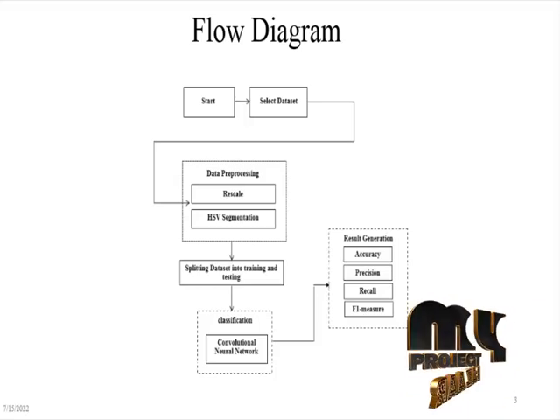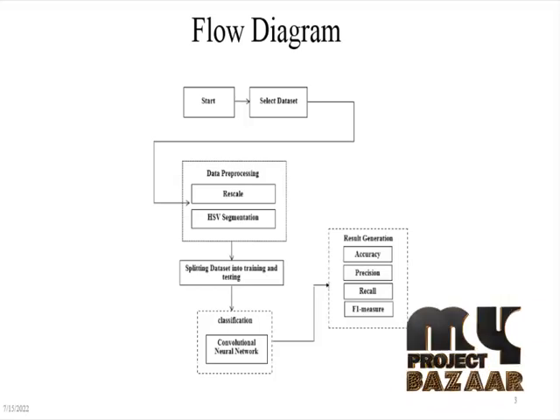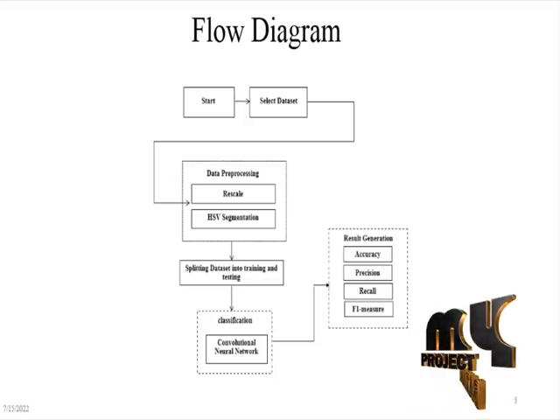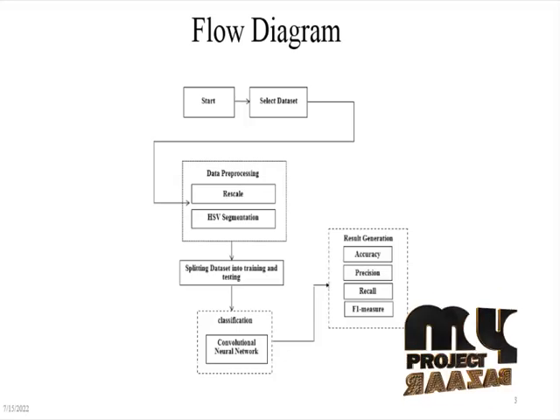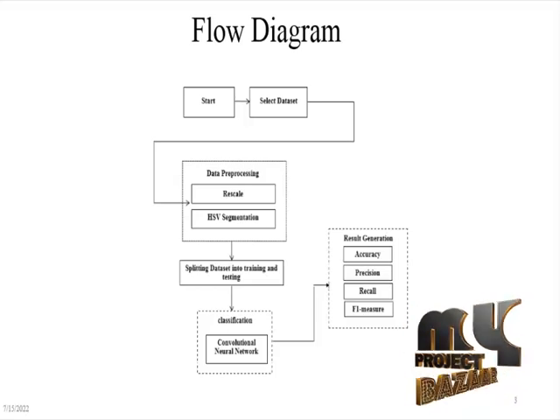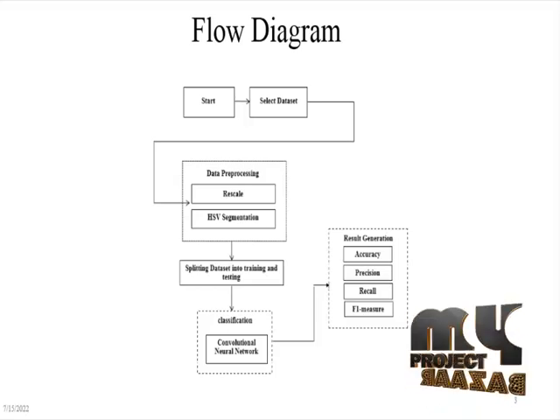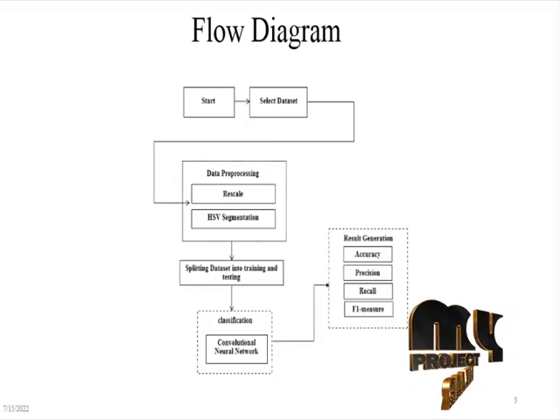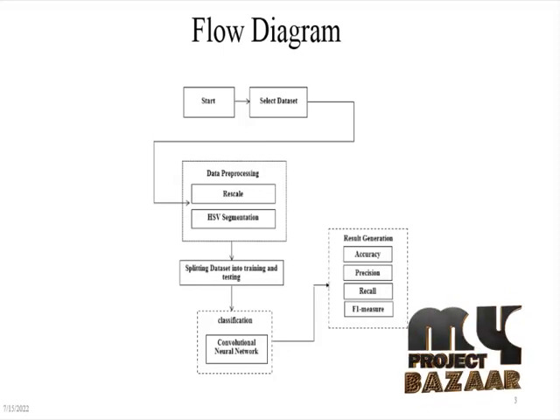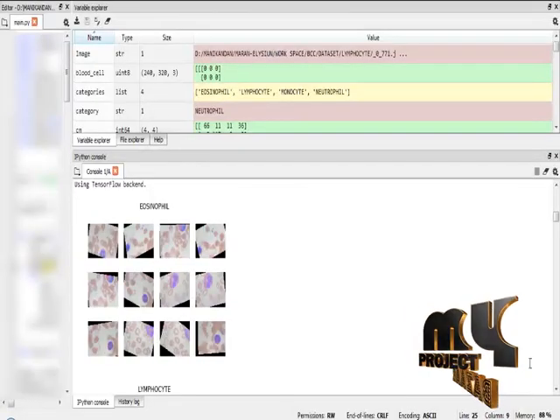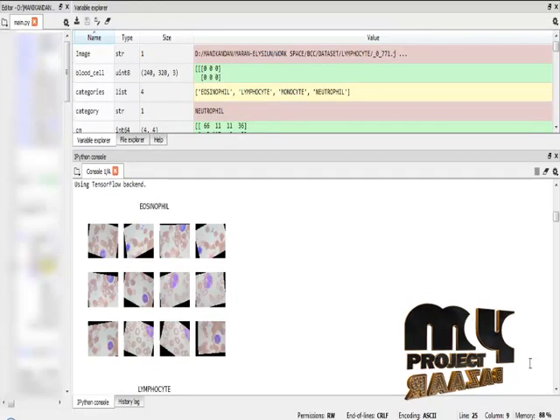And after that, we will process it into data splitting. In data splitting, we are going to split our dataset into training dataset and testing dataset. After splitting the dataset, it will move into classification. In classification, we are using the convolutional neural network algorithm to train and generate the result based on accuracy, precision, recall and F1 score.